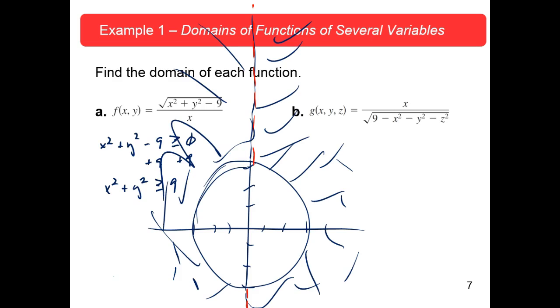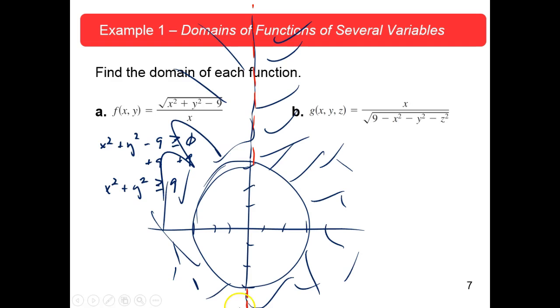Nothing, not the interior of the circle. The circle itself is fine, except these 2 points of the circle are not fine. The circle and anything outside of it, just not on the y-axis. Okay, does that make sense? Okay, how about B?